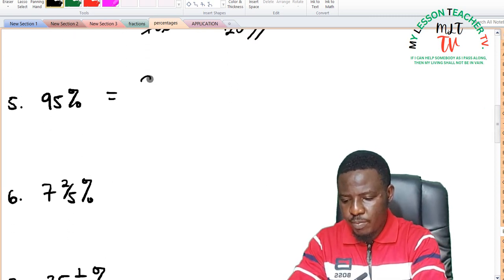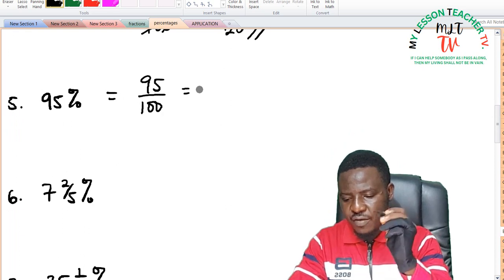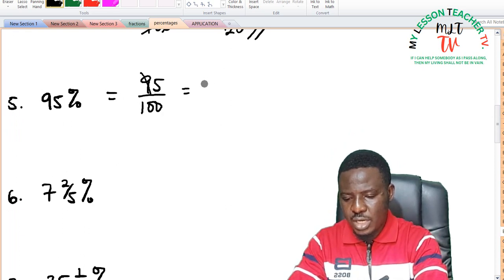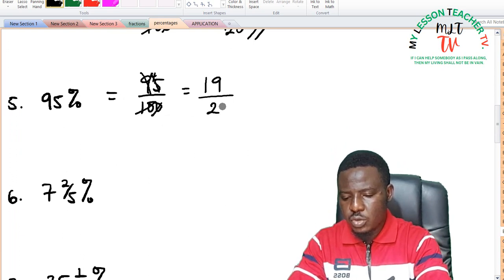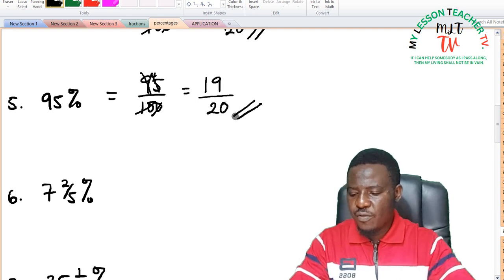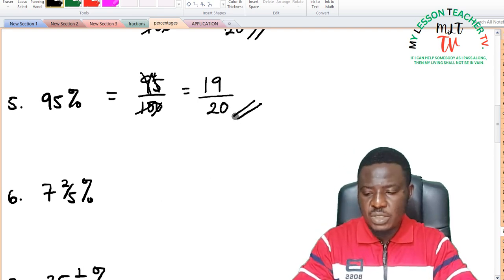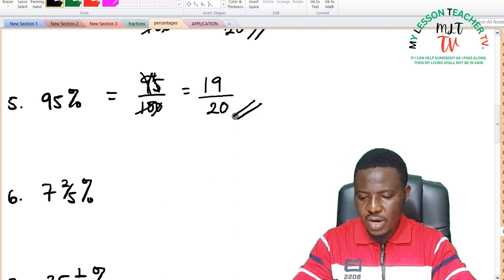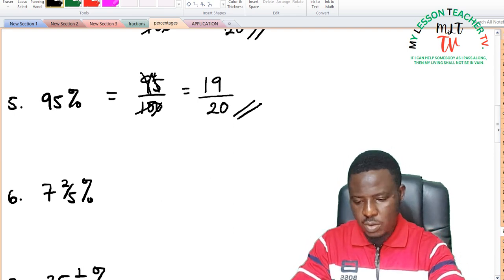95% is equal to 95 divided by 100, and 5 can divide. 5 into 9 is 1, remainder 4. 5 into 45 is 9 times, divided by 5 into 10 is 2, into 0 is 0. So 95% as a fraction can be said to be 19 divided by 20.